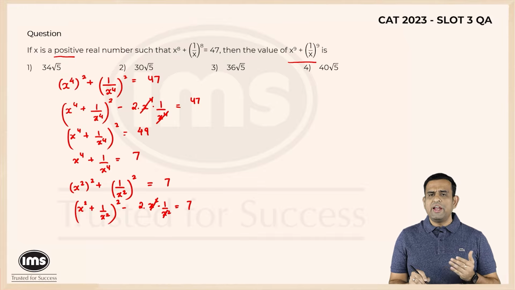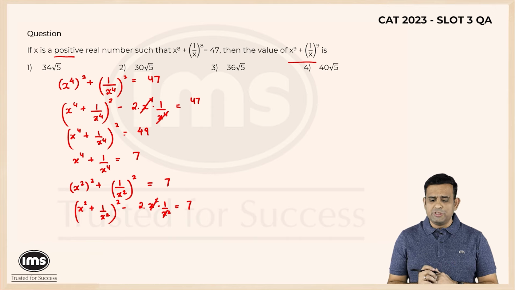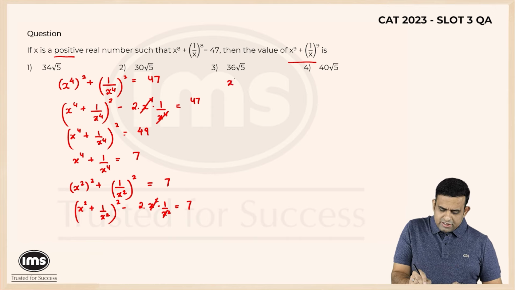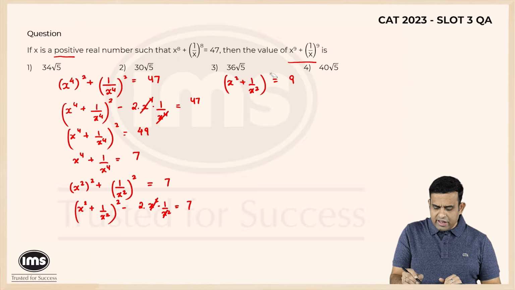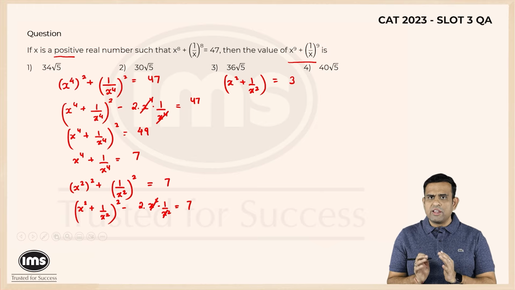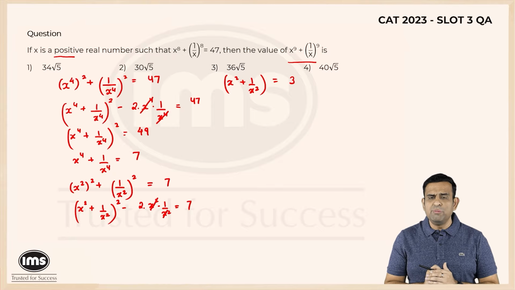And then one will get (x² + 1/x²)² equals 7 + 2, which is 9. So one will get (x² + 1/x²)² equals 9. And again, if I take the square root, one will get this particular term to be equal to 3. Please note that at this moment also I have not taken the value to be equal to minus 3, because the terms x² and 1/x² are both going to be positive.